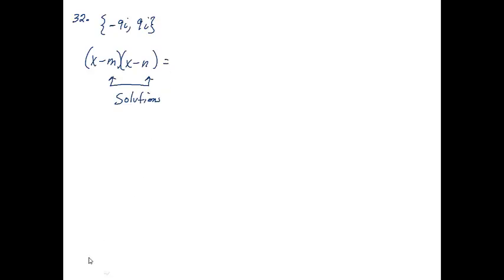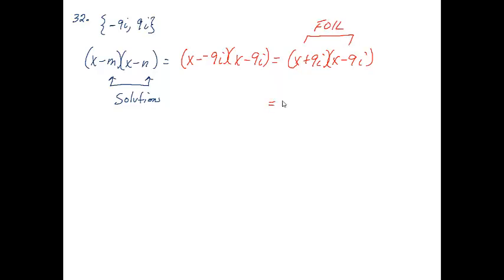So this turns into x minus negative 9i times x minus 9i, which is x plus 9i times x minus 9i. And then from here, we must FOIL. So let us FOIL. x times x is x squared. x times negative 9i is negative 9ix. 9i times x is plus 9ix. 9i times negative 9i is minus 81i squared.